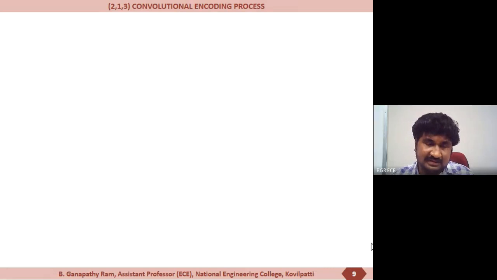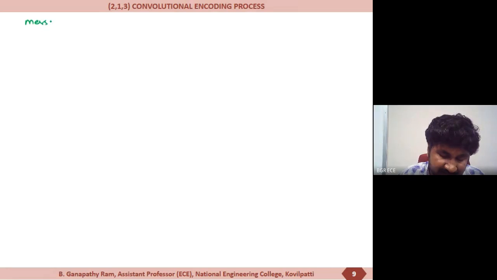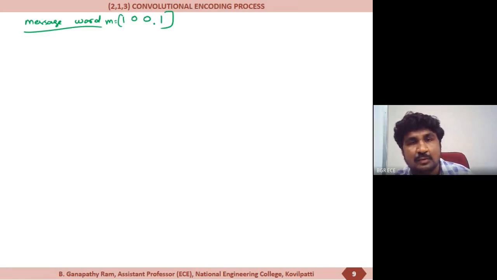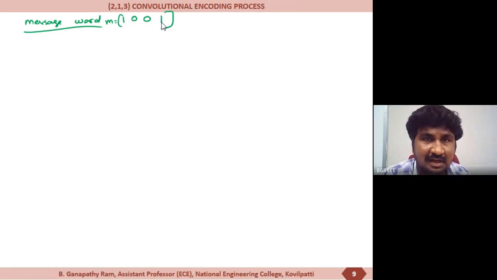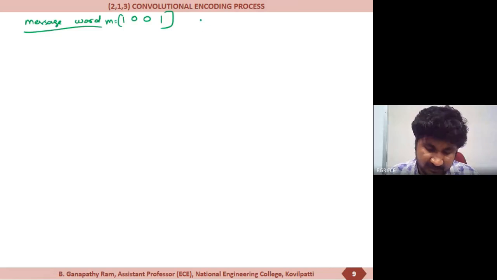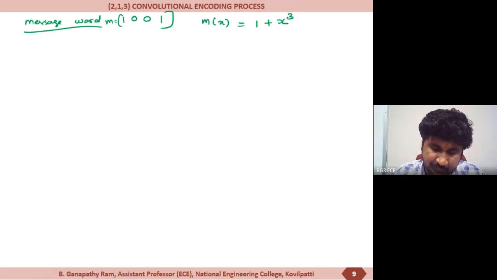And let us discuss the generation of the code word, encoding of the code word for the corresponding message word. Let us assume a message word, serial message word 1001, and let us discuss how the code word is being generated with the help of generator polynomial. So the message polynomial is written as 1 plus x cube.